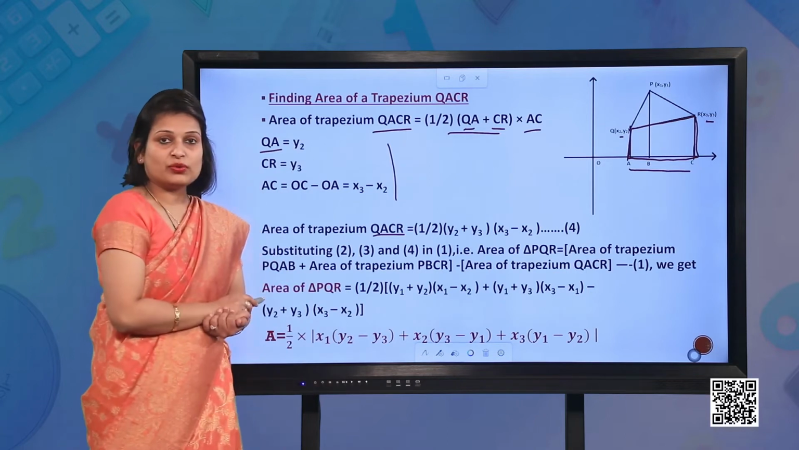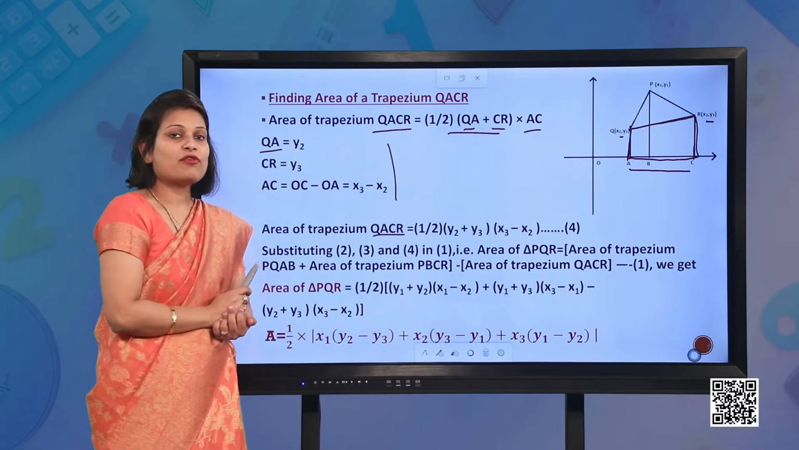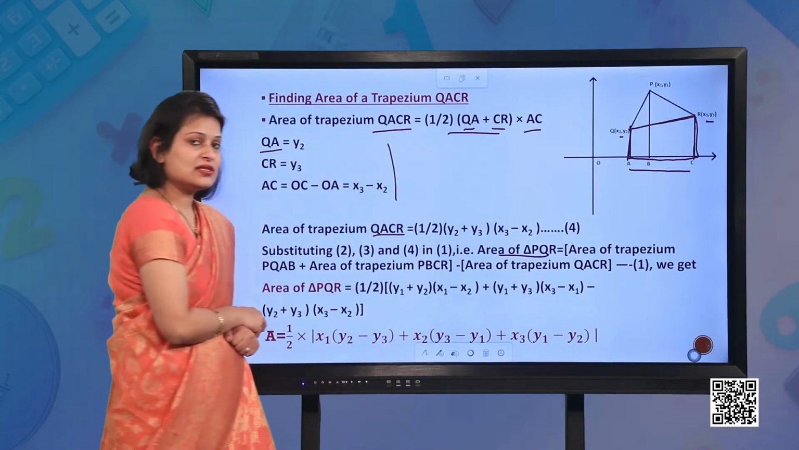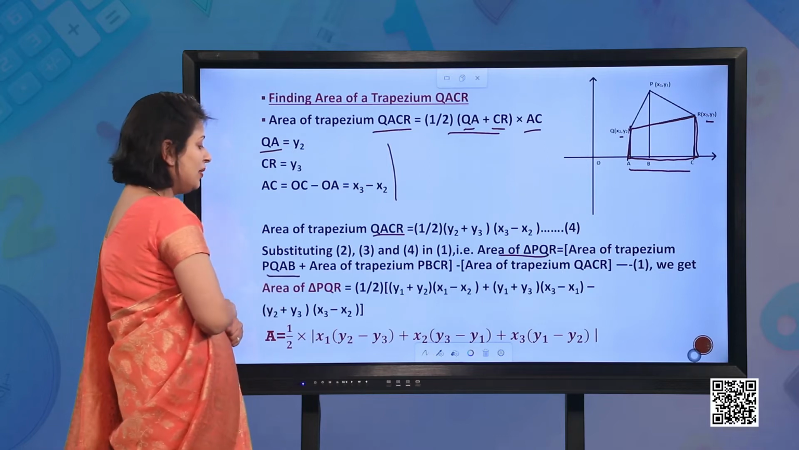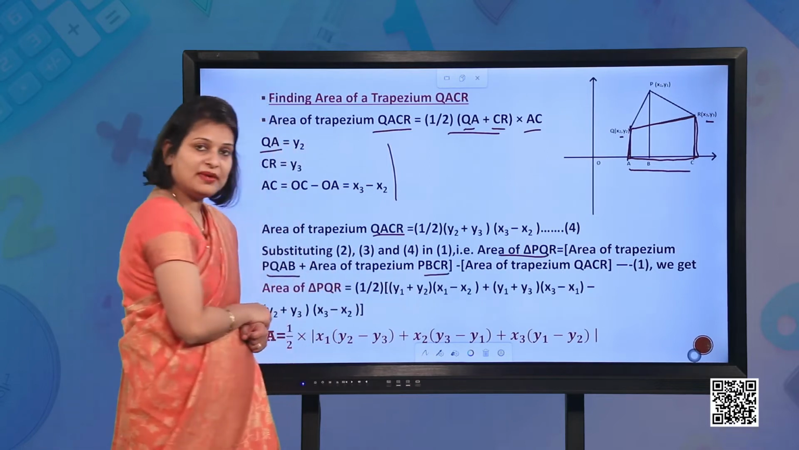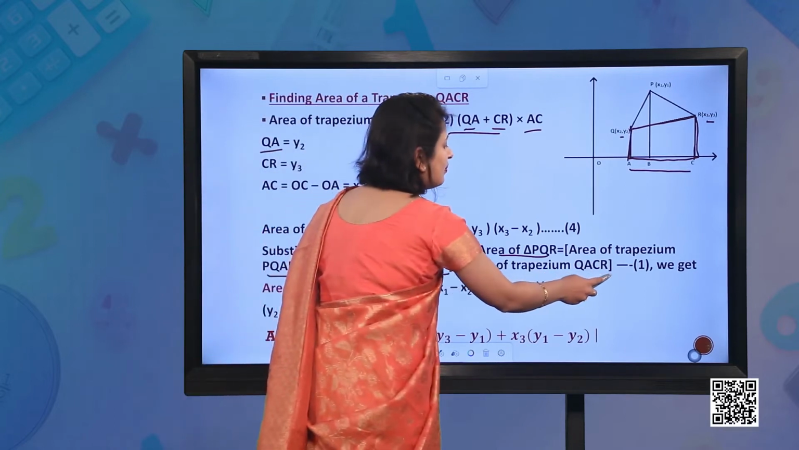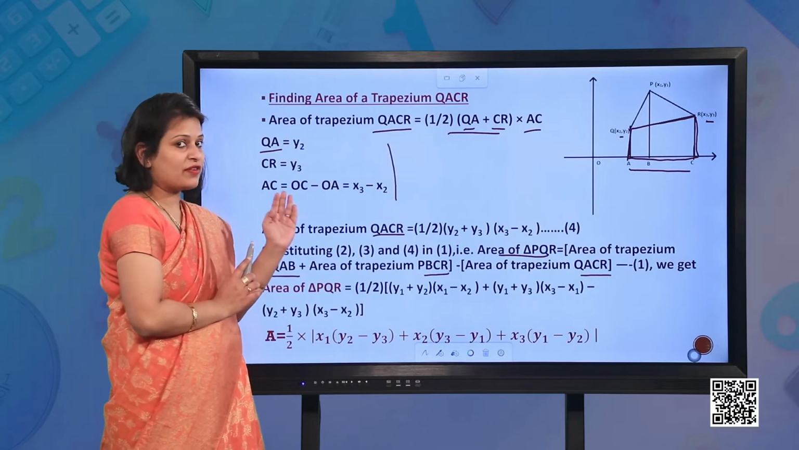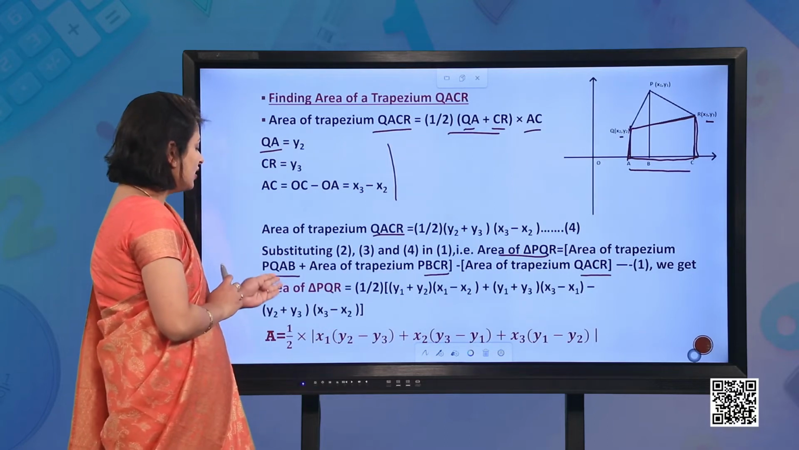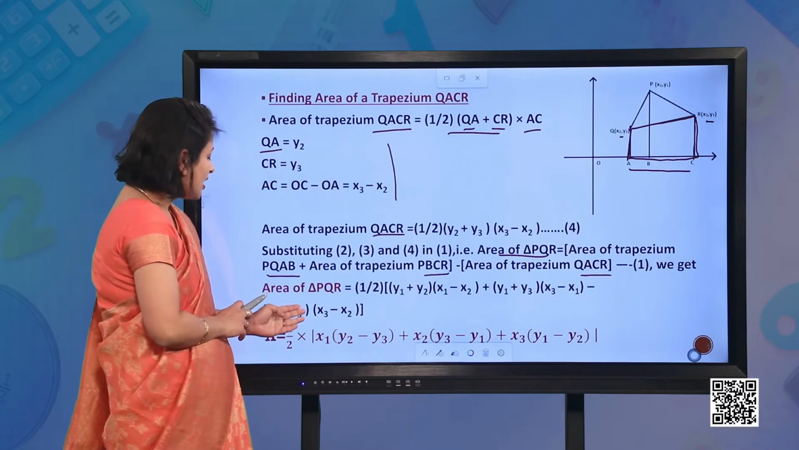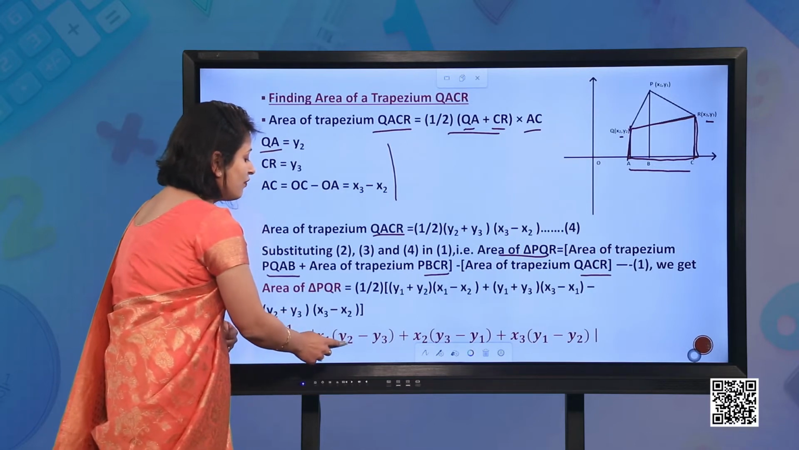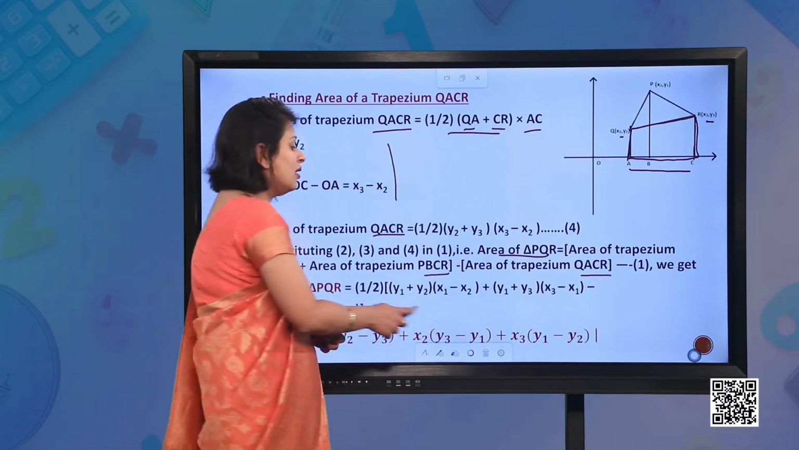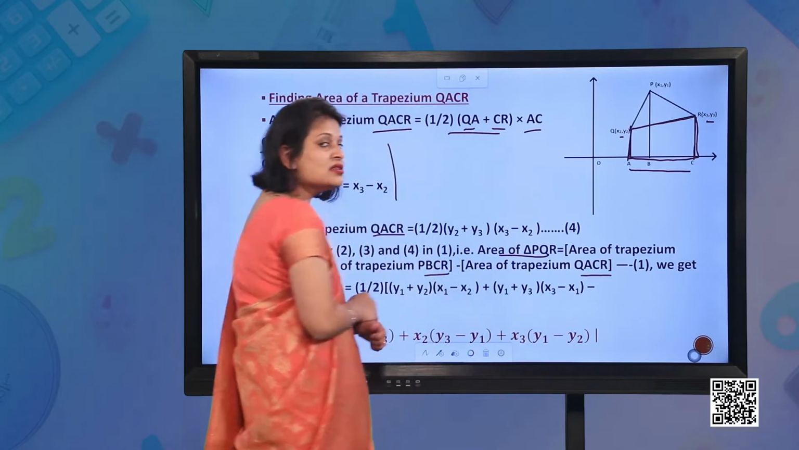Now, you have to substitute the values of the areas of the trapezia in the formula which I have told you, to find the area of triangle PQR: area of trapezium PQAB plus area of trapezium PBCR minus area of trapezium QACR. Simply substitute these values which we have calculated earlier. You will get the area of triangle PQR as half into x1 (y2 minus y3) plus x2 (y3 minus y1) plus x3 (y1 minus y2).